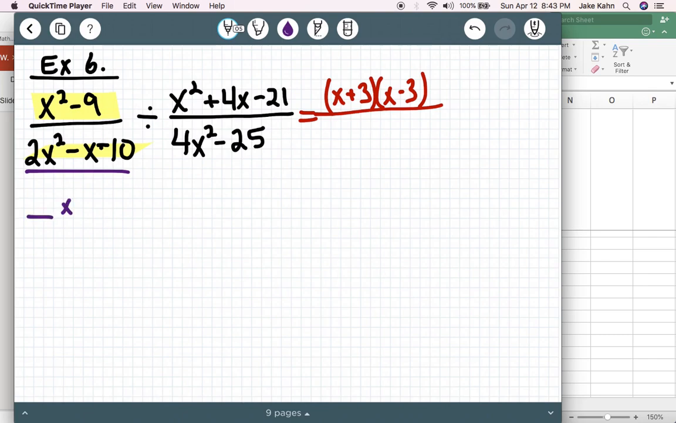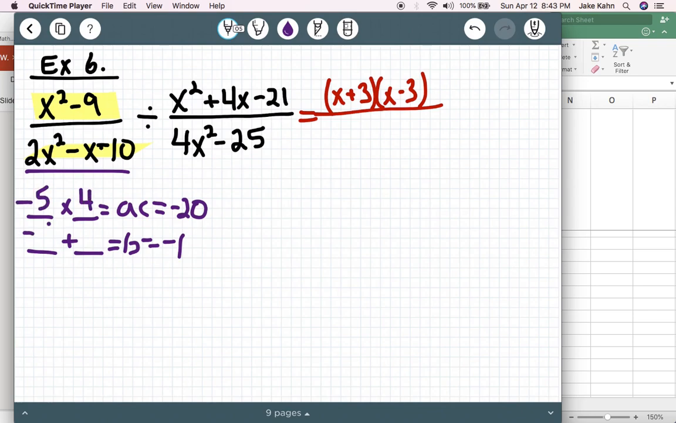We need 2 numbers that multiply to get AC, which is negative 20, 2 times negative 10. And we need 2 numbers that add to get B, which is negative 1. Those 2 numbers will be negative 5 and positive 4. But remember, in our next step, we can't just write x minus 5 times x plus 4 because our a value is not 1. So we have to split up the middle term. 2x squared minus x minus 10 is going to become 2x squared minus 5x plus 4x minus 10.